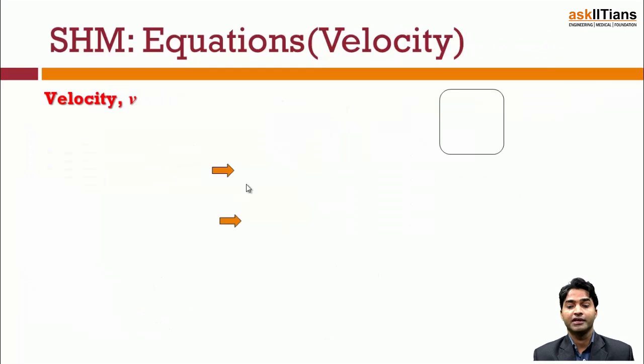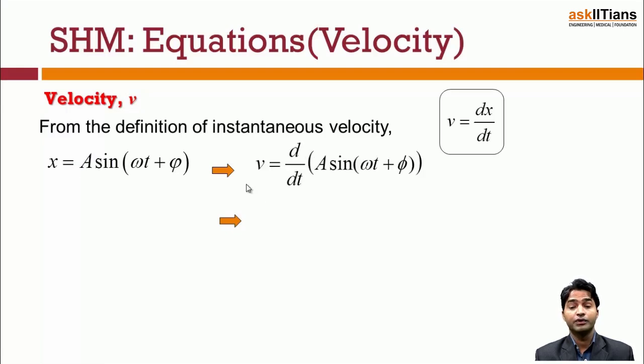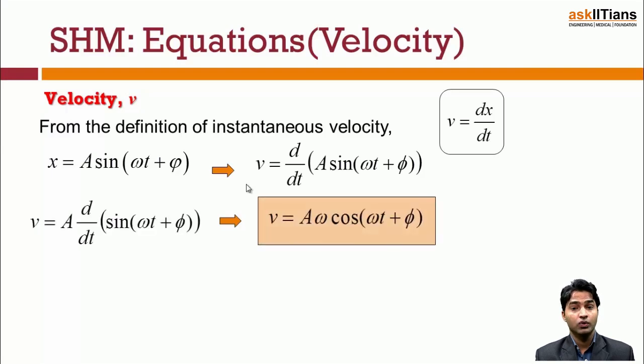If we want to draft the equation for velocity, from the definition of instantaneous velocity, velocity is actually the rate of change of displacement at any time t. So if we are given the equation of displacement as x is equal to a sine omega t plus phi, we differentiate it, and we get the main equation as a omega cos omega t plus phi, where phi is the phase of the velocity, whether it is leading or lagging.